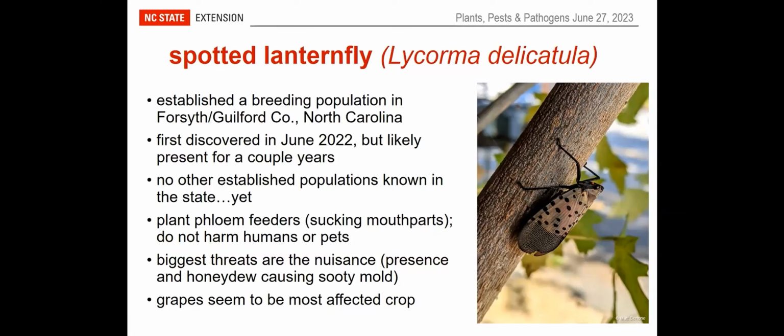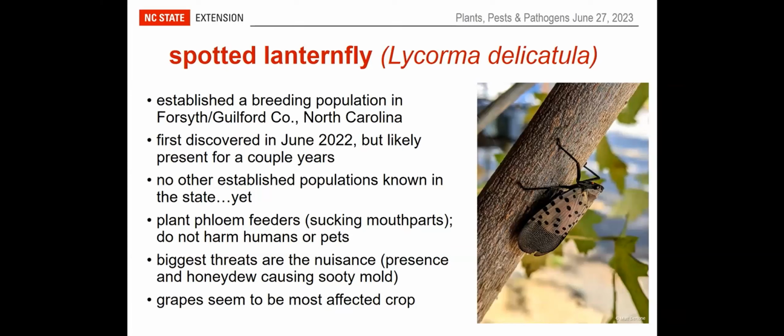This can be found in Forsyth and Guilford County. And that was first discovered last year, June 2022. But they think because the population was established that it's been there for at least a couple years. Now, it's not established anywhere else in the state that we know of yet, but we are on the lookout for it in other parts of the state.